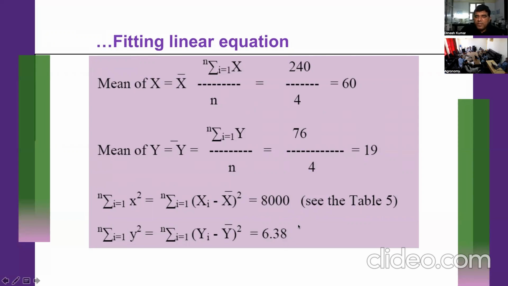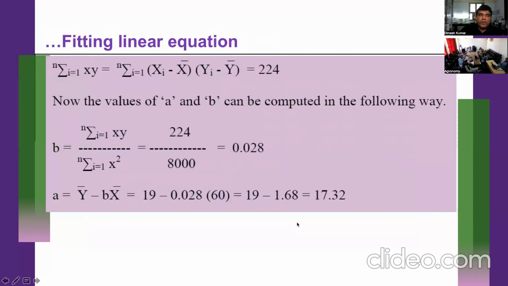So now from these values, how to go for this test? Now summation xy, you know how it is calculated. I have shown you small x into small y, and you get 224. Now from all these parameters, all these terms, these are called terms. From all these terms, we can calculate the value of b and the value of a.